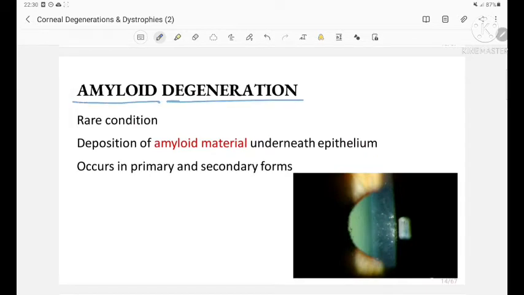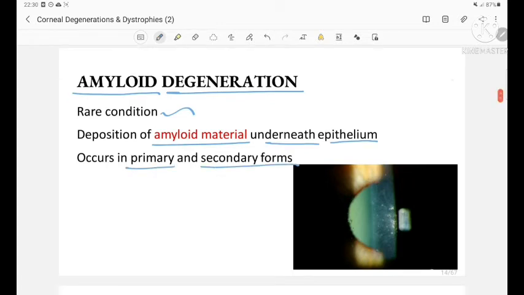Next is amyloid degeneration. It is a rare condition where there is deposition of amyloid material underneath the corneal epithelium. This occurs in primary and secondary forms. The picture shows the amyloid degeneration.